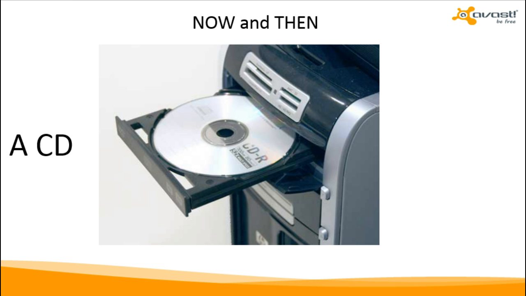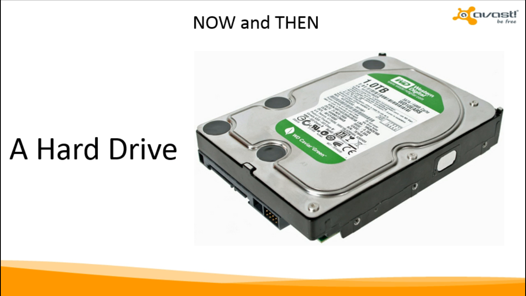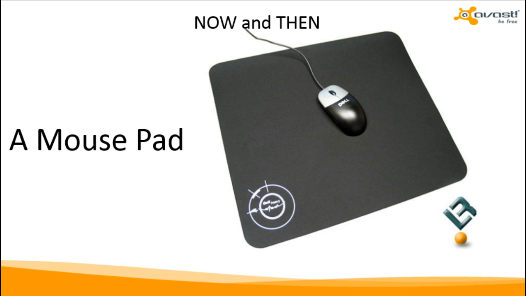A CD or a DVD, it's one way of getting information to your computer so it can use it. Newer computers actually no longer bother with CDs or DVDs. They depend on USB drives to get the information to a computer. A hard drive, that's where we store all the information that we have within our computer. A mouse, a convenient way to control many things within the computer.